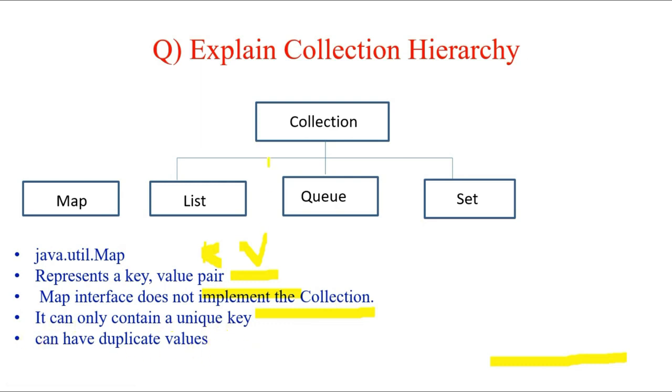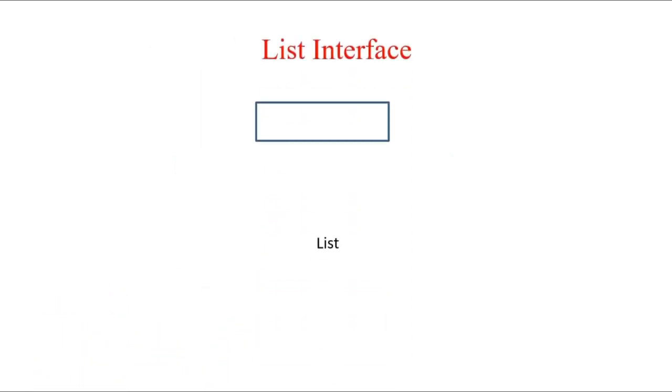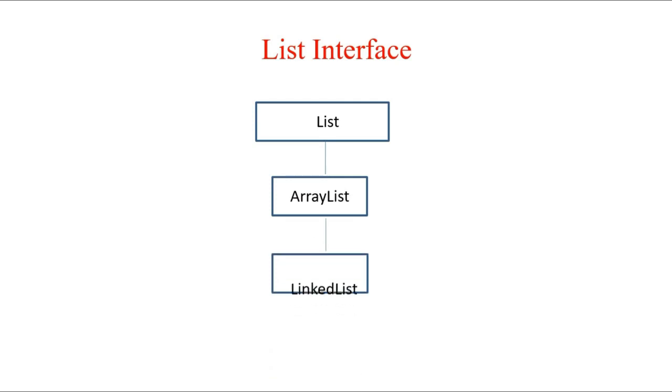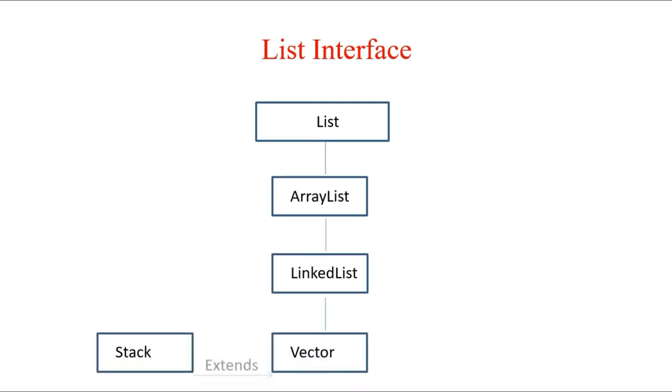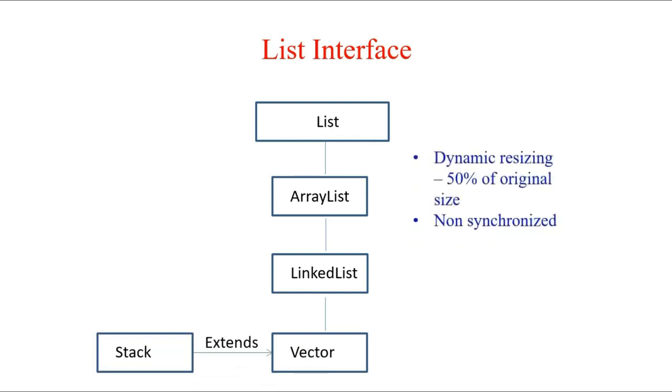Now let's cover the hierarchy of each of these interfaces ahead, so that we can have some classes which implement these interfaces, because you cannot code with just interfaces. The first one we are going to cover is the list interface. This list interface is extended by a few classes. The first is ArrayList, then LinkedList, then Vector, and Stack is the class which extends the Vector class.